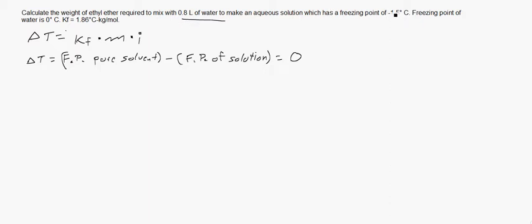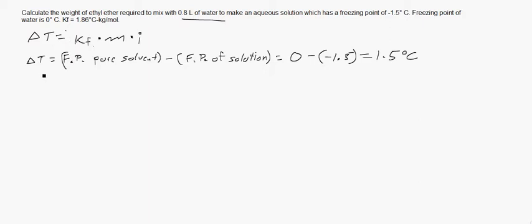We're trying to figure out how we can make this solution. So we know that we want to get to minus 1.5 degrees C. That's what we want to get to. So we can plug it into delta T here, and that gives you positive 1.5. So that's our delta T. Okay, we got that. And we also got Kf. They told us that Kf is just 1.86 degrees C.